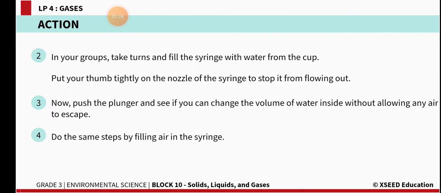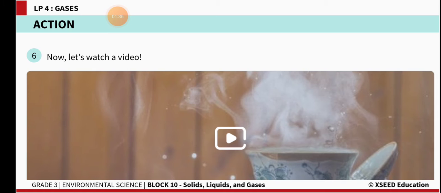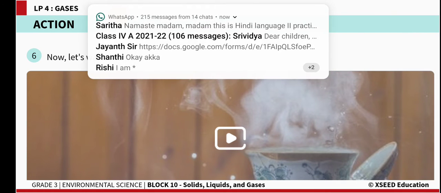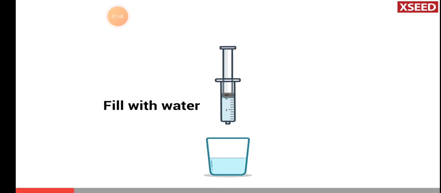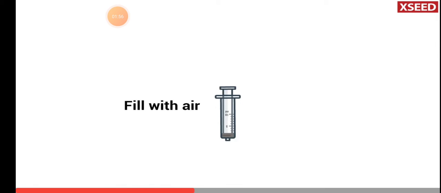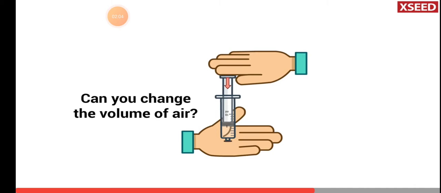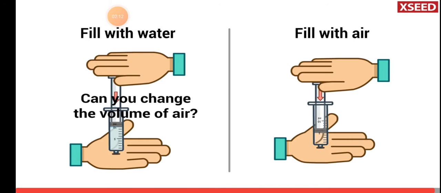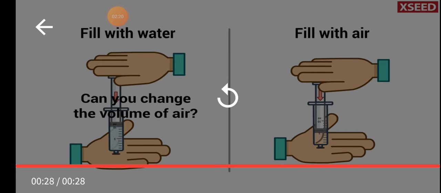Now, to understand this, we'll do one small activity. How do water and air act differently? We'll see now. Watch the video once before doing the activity. Fill the syringe with water. Now fill the syringe with air. Try to push the plunger again. Both air and water take up space inside the syringe, but we can compress only air. Watch the video once again to understand more about the difference between water and air.